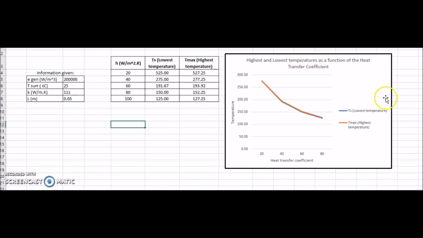So as you can see, the graph has already been plotted, which means the highest temperature and the lowest temperature, there are two lines against the heat transfer coefficient that we have already fixed. So this is the plot of the graph that we have already done based on different values of h, TS and T maximum.